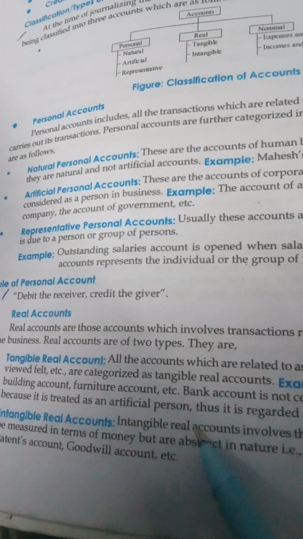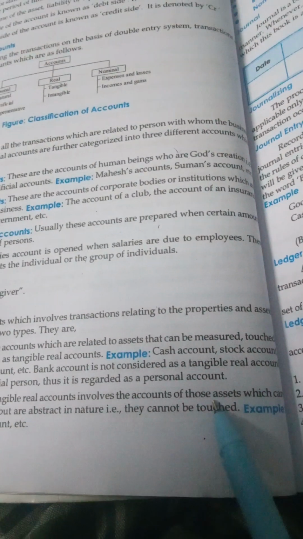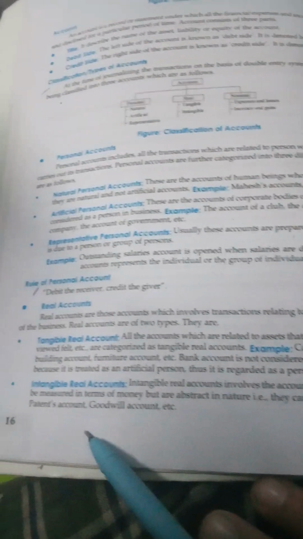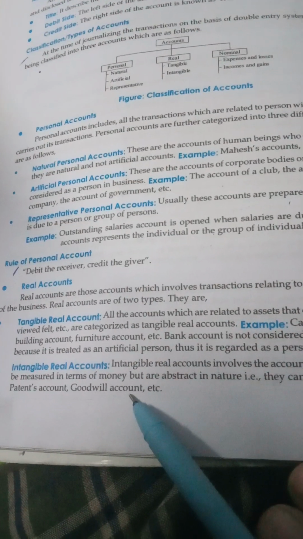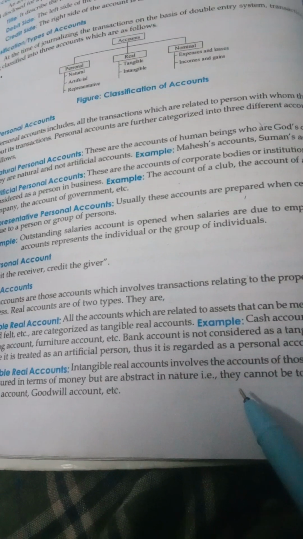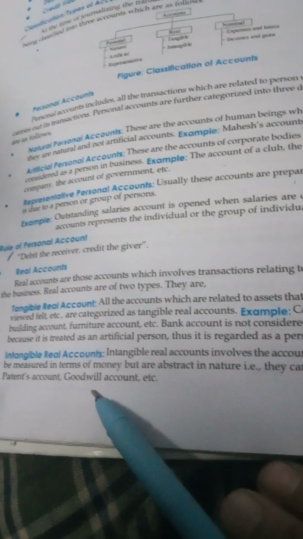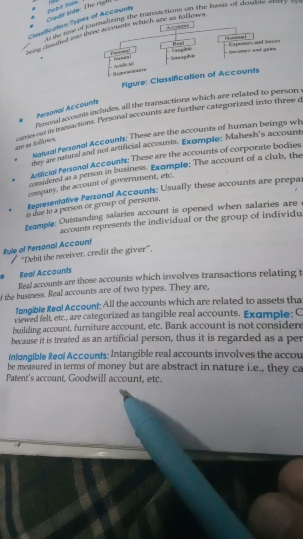Intangible real assets. Intangible real assets involve the accounts of those assets which can be measured in terms of money but are abstract in nature. They cannot be touched. Examples: patent account, goodwill account, etc.